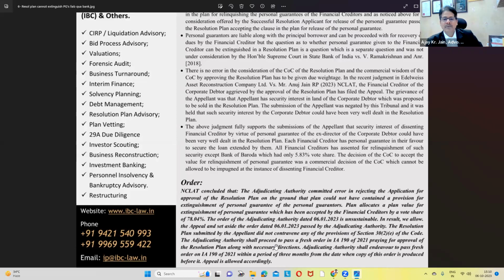The AA shall proceed to pass the fresh order under IA 190 of 2021, praying for approval of resolution plan along with the necessary direction. The AA shall endeavor to pass a fresh order. So here, the AA committed the mistake of allowing the extinguishment of the right of the third party, which is not permissible. So again, the concept of privity will apply.